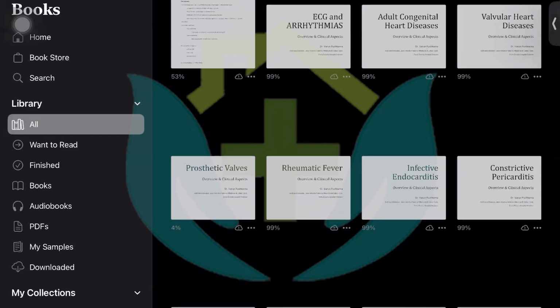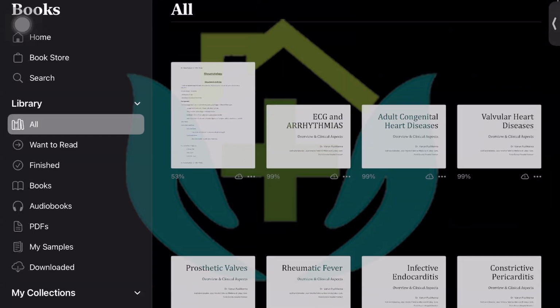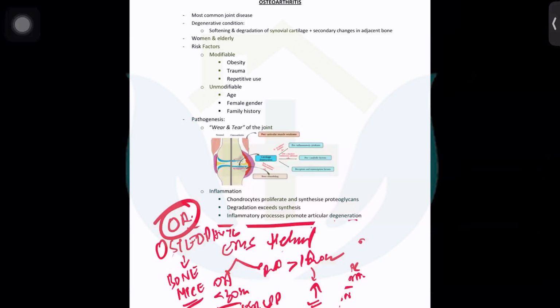That would be too much information for you to digest. Okay, we'll do osteoarthritis.